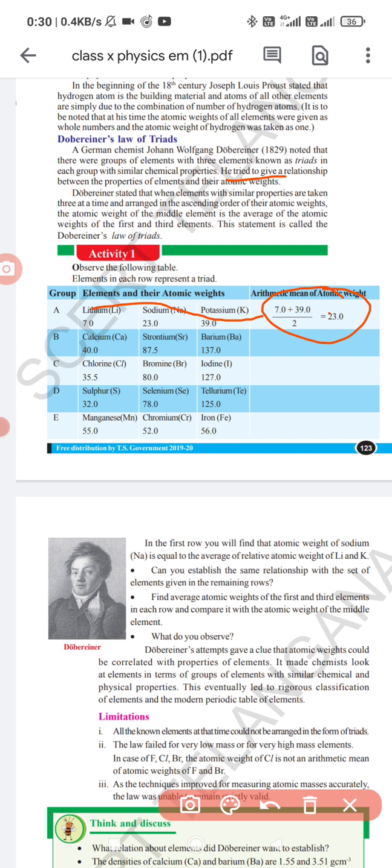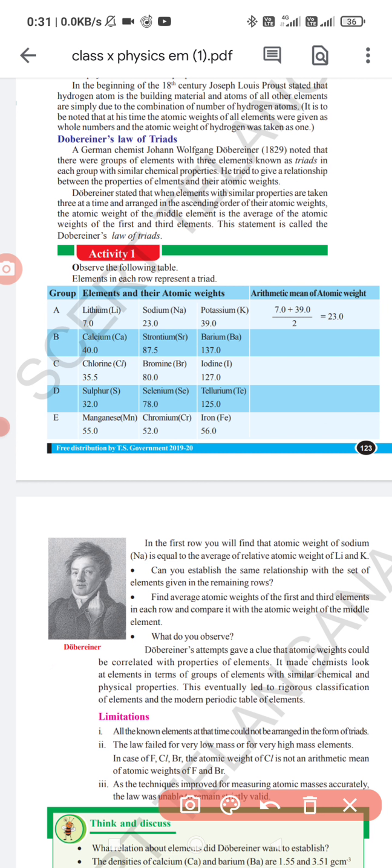Now this is the statement. Whenever you are asked to write Dobereiner's law of triads, what is Dobereiner's law of triads, then you have to write this paragraph, which I am going to explain now.